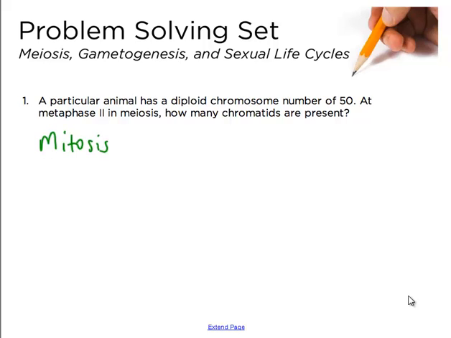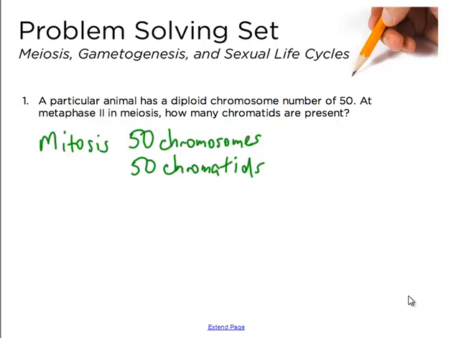Prior to S phase, say this animal cell was in G1, there would be 50 chromosomes, right? And since they have not been doubled yet, there would also be a grand total of 50 chromatids. Because the definition is that one chromosome is composed of one chromatid. After S phase, we would still say there are 50 chromosomes, but they've been doubled, right? So now there are 100 total chromatids.